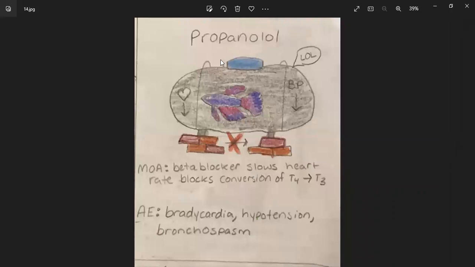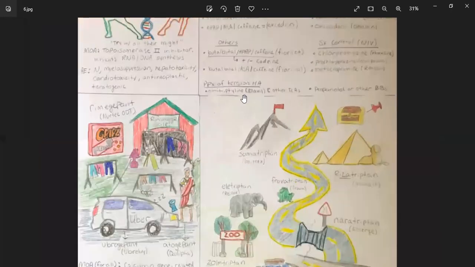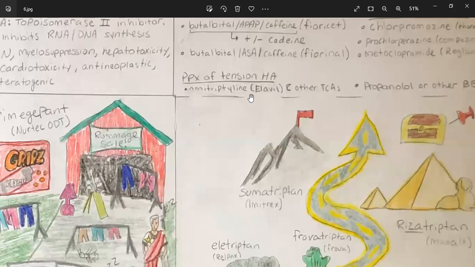And then you can also use propranolol, which is a beta blocker, so a beta fish for beta blocker, and it blocks the conversion of T4 to T3, which is why there's 4 blocks here and 3 blocks here. It's going to lower your heart rate, lower your blood pressure. So this is, in case you missed it, a propane tank for propranolol. So those are for prophylaxis of tension headaches.